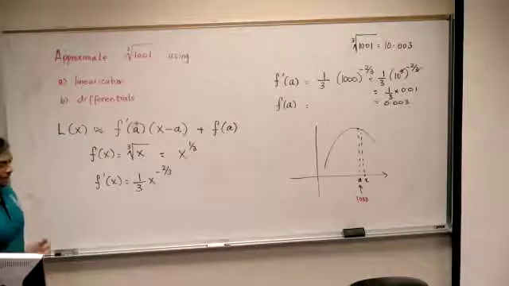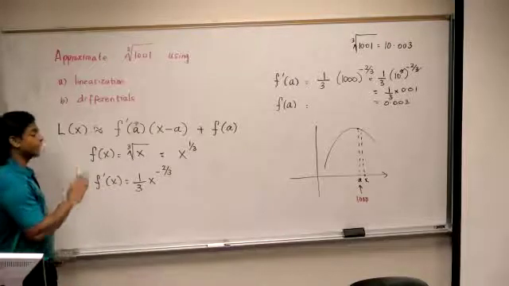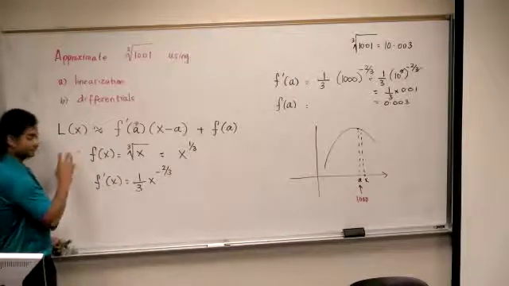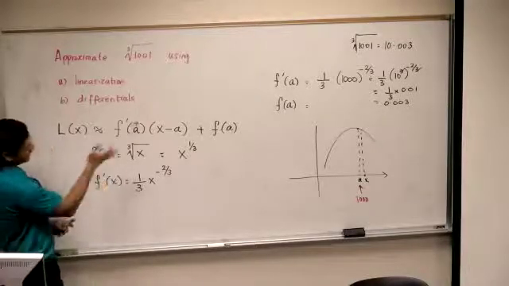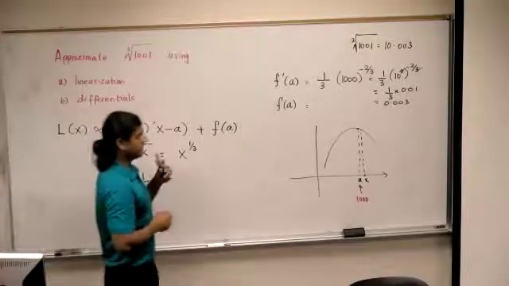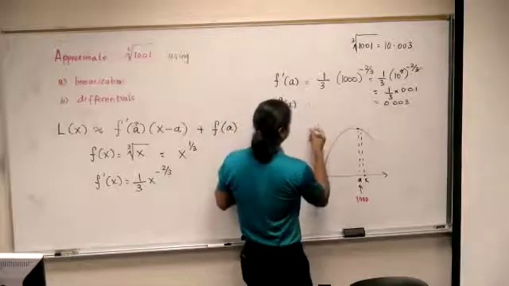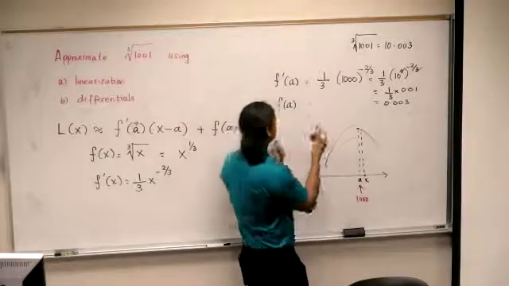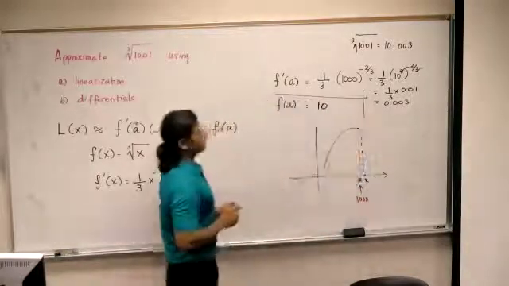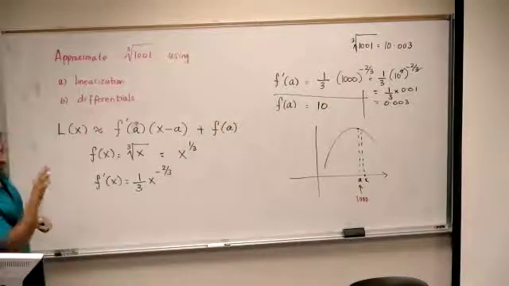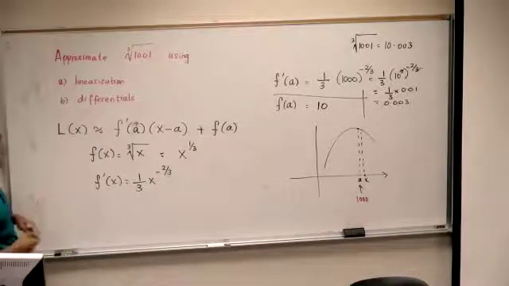Good. So that's f prime of A. What is f of A? Since we picked an easier function, A is 1000. So if I plug in 1000 in there, we know the third root of 1000 is 10. Good. So we have found f prime of 1000 and f of 1000, and we got those two values.